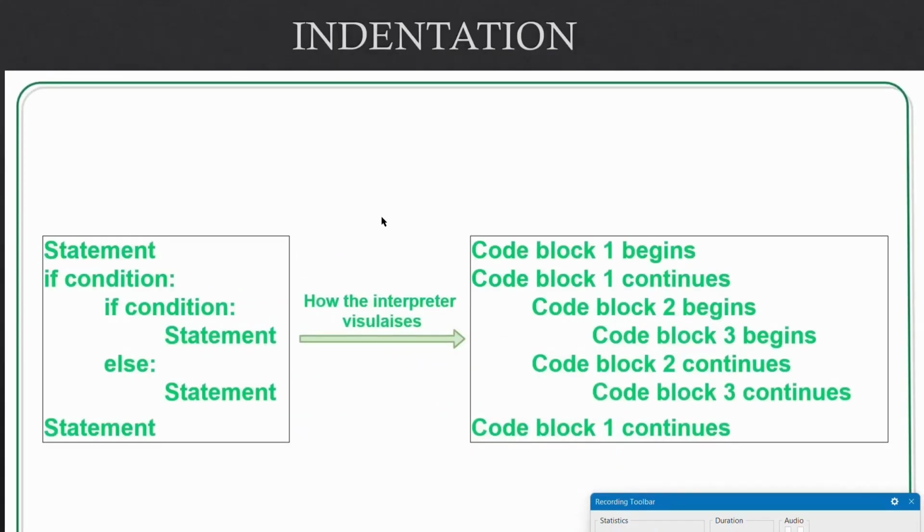Next, how indentation works. After an if condition, if you press enter, it leaves four blanks, and after that you write the statement. This is a block of code. Here you can view it in a visualization: code block 1 begins and continues, then by using indentation, code block 2 begins, and again with further indentation, code block 3 begins. That is the visualization of indentation.